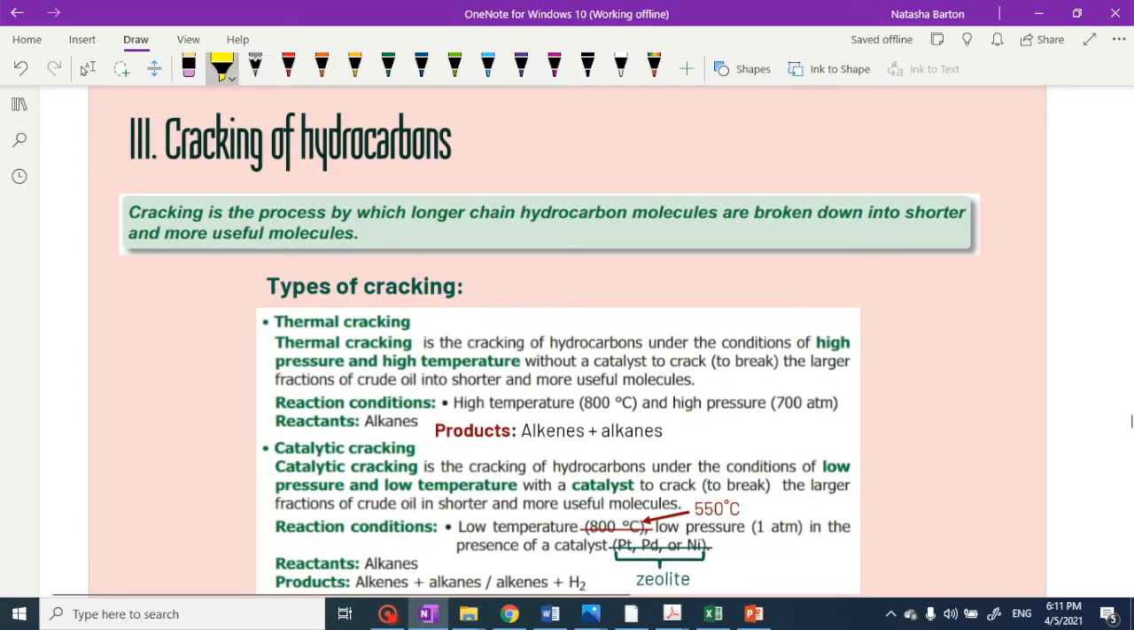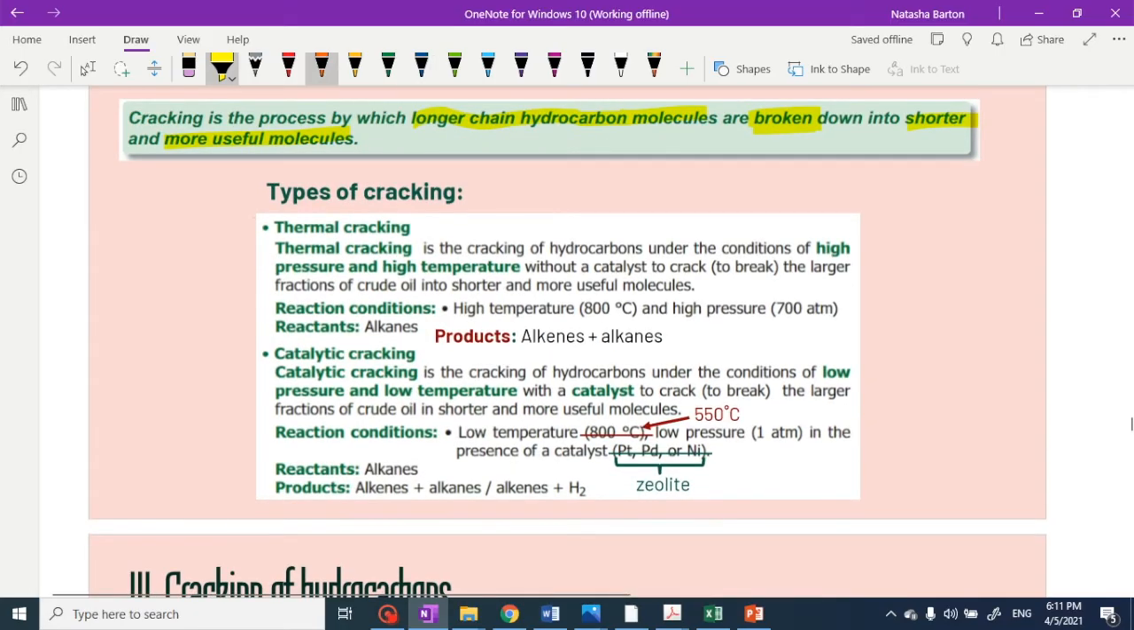So your textbook says cracking is the process by which longer chain hydrocarbon molecules are broken down into shorter, very important, more useful molecules. This description in your book is a bit of a mess, so I'm just going to discuss with you what is important. You get two different types of cracking. There's thermal cracking and there's catalytic cracking.